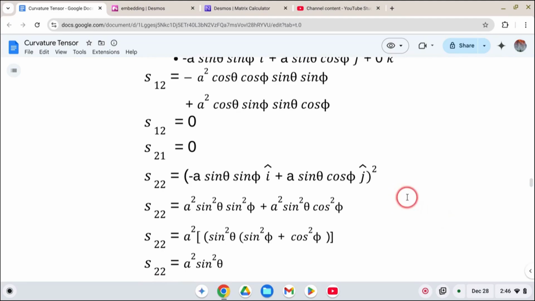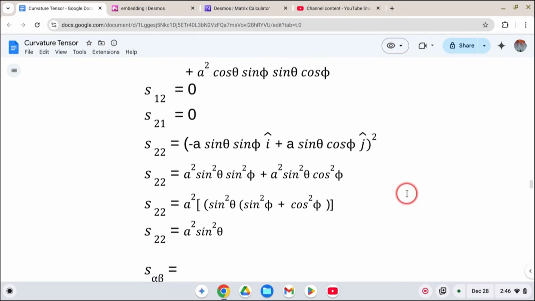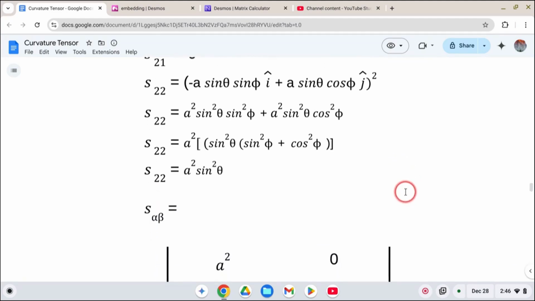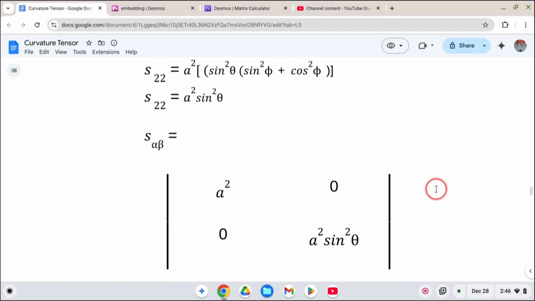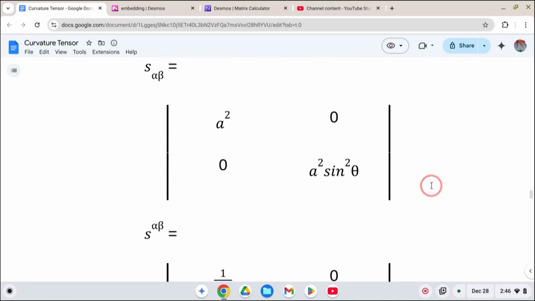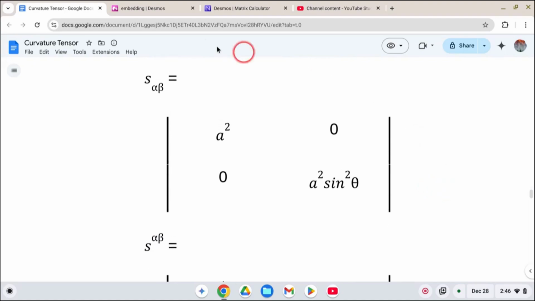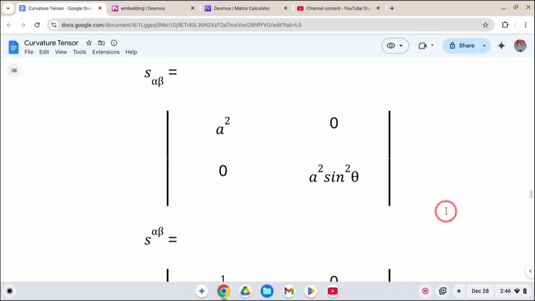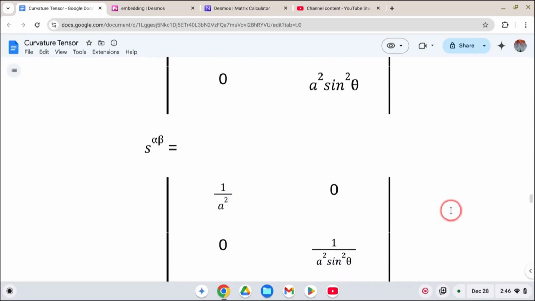All right, one more thing we need. Here's the metric tensor for the embedded surface, the submanifold. Now we want the inverse metric tensor. So this is the covariant metric tensor. We want the contravariant metric tensor, which is the inverse of this matrix. And since this is symmetric about the diagonal and these are 0, it's really easy to invert it. I don't have to do anything sexy. I just invert these guys.